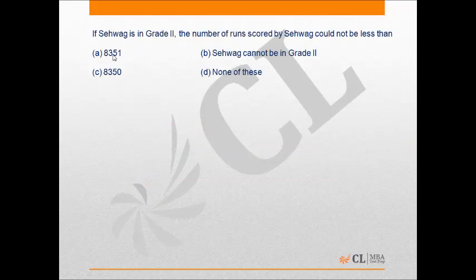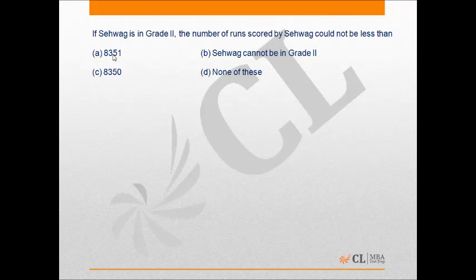Now coming to the last question of this set. In this question it is given that Sehwag is in grade 2nd. It means his total number of points has to be more than 10,000 and less than or equal to 15,000. And if we look at the options, it is asking the number of runs scored by Sehwag could not be less than.